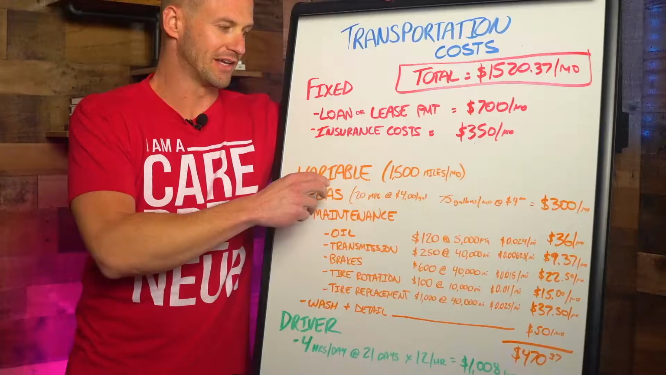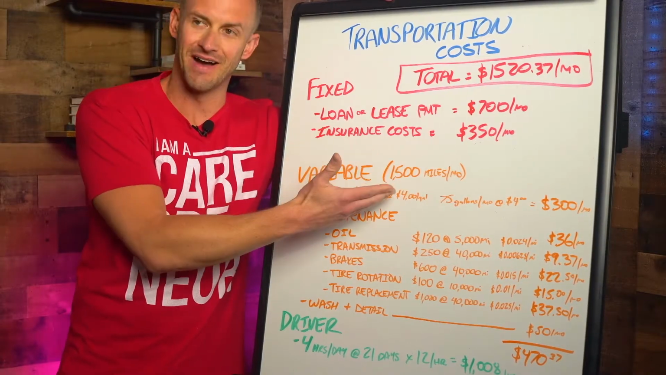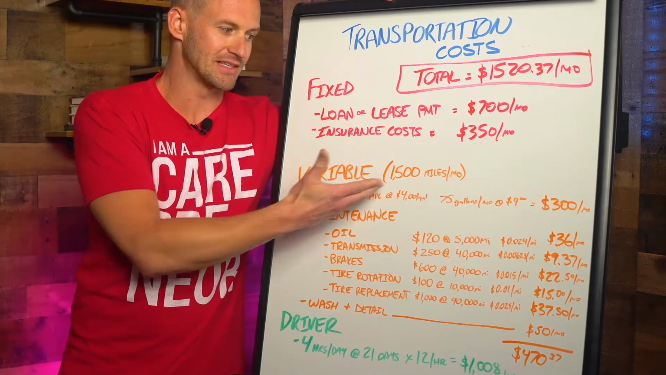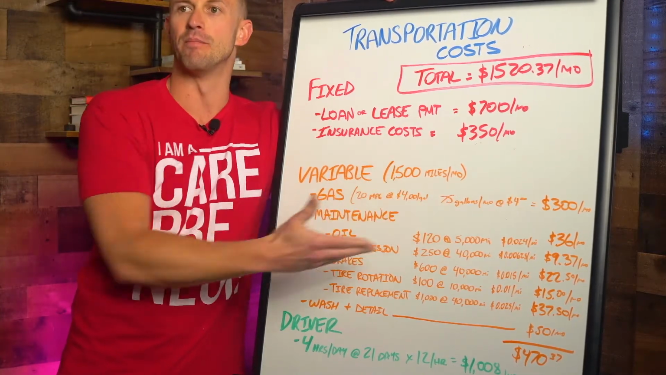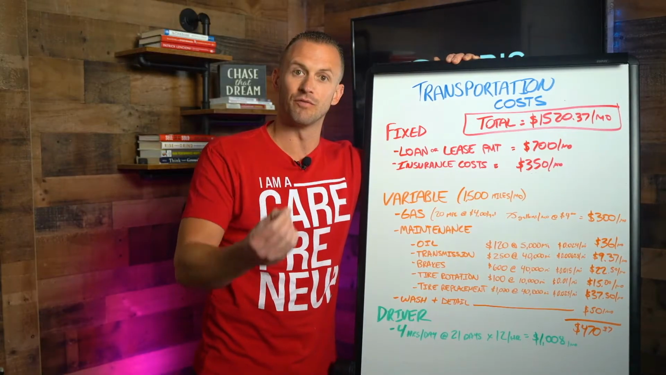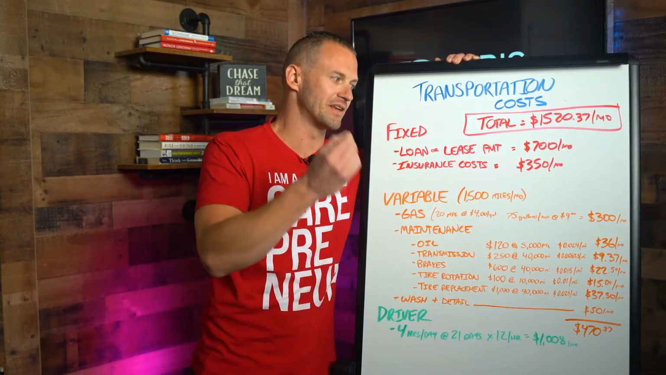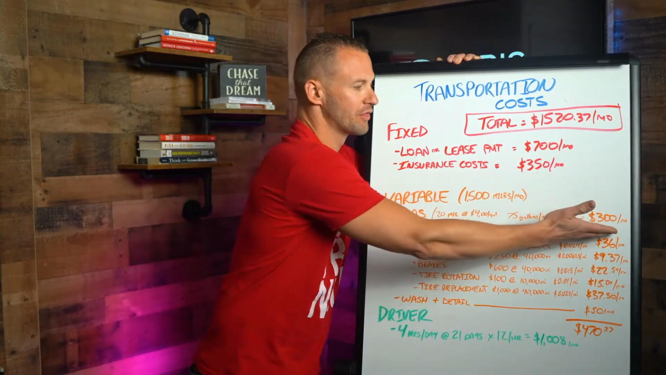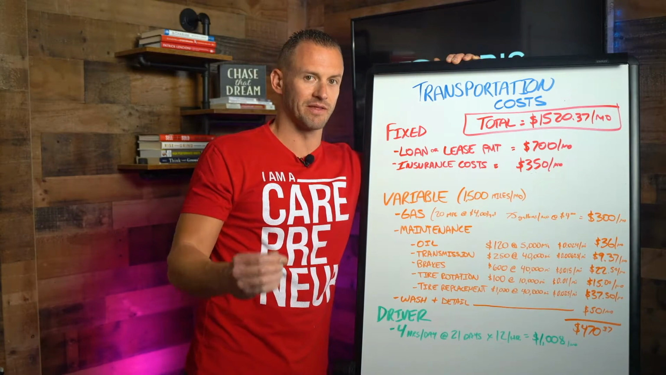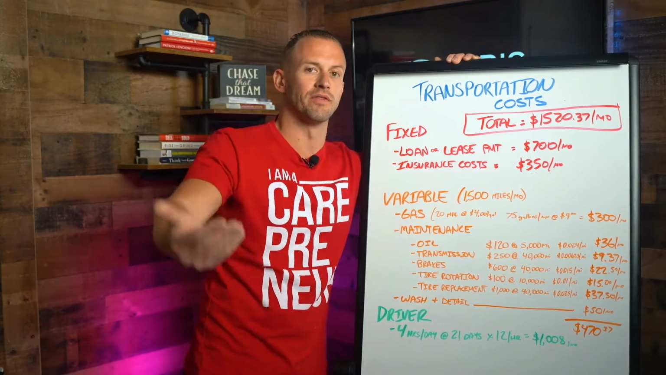But you're looking at, okay, 1,500 miles per month. If I divide that by 20 miles per gallon, I'm actually going to get 75 gallons per month that we use. Now I can take that number and multiply it by $4 per gallon and come up with an actual figure of $300 a month. So if I'm going 1,500 miles every month, I'm going to spend probably around $300 a month in fuel.